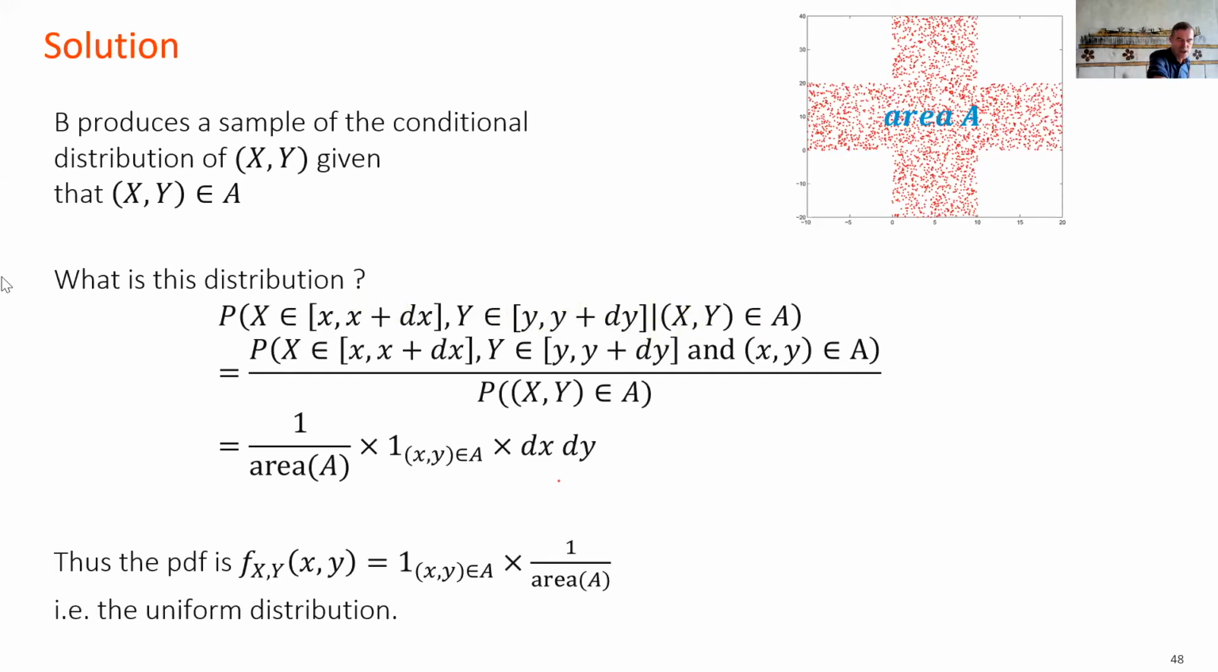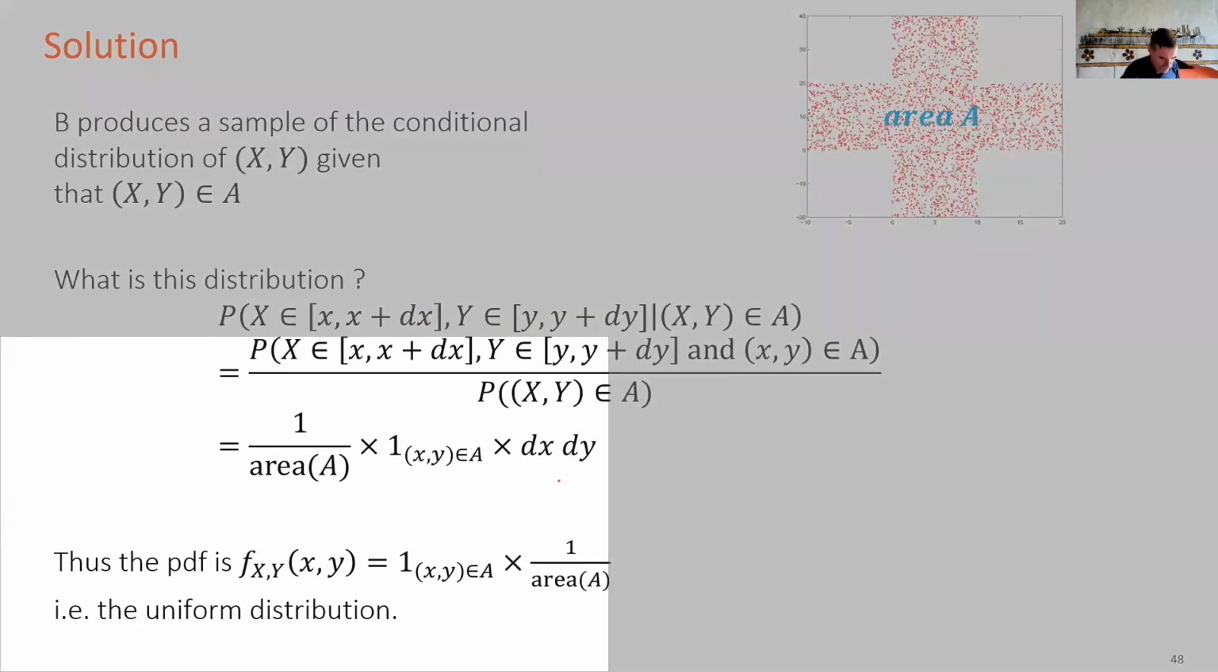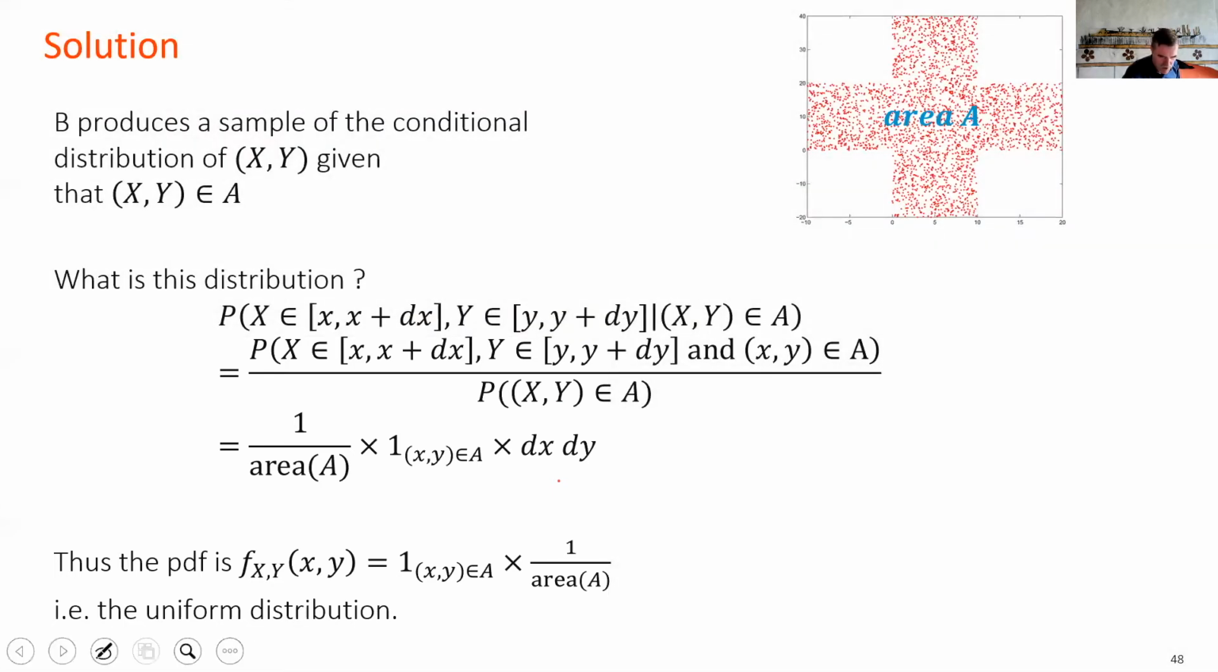So I will draw exactly what it means. I am taking a little box somewhere here. So this is my x, this is my y. And I take a little box here of length dx dy. And what's the probability of the joint event? I am in this box and the point xy is in A.